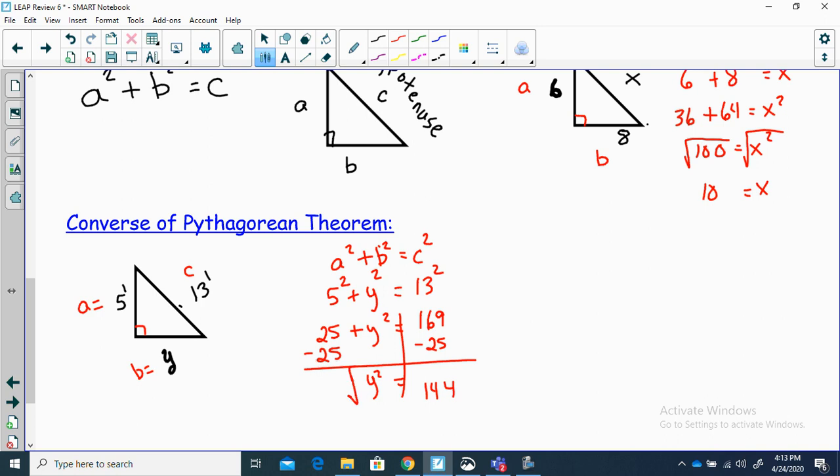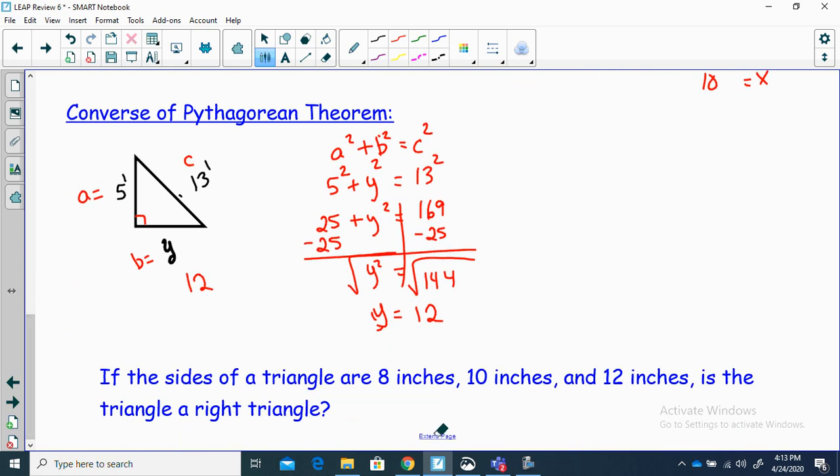The opposite of squaring something is to take the square root. What I do to one side of the equal sign, I do to the other. The square root of Y squared is just Y. So Y is equal to the square root of 144, which is 12. The length of this side is 12. Does that make sense? We know the longest side is the hypotenuse. It's always across from the right angle. It's 13. These two are both smaller than 13, so that could make sense.